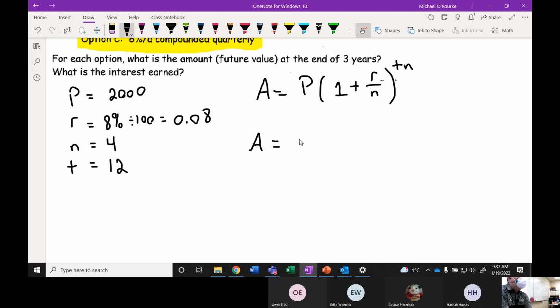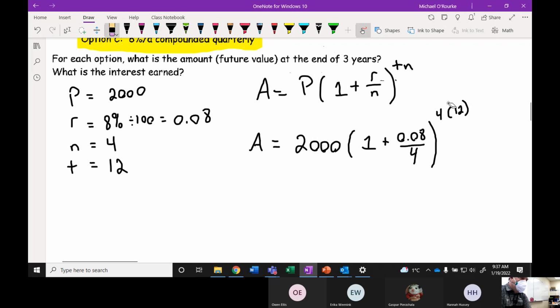So let's fill it in here. So I'm going to write 2,000 bracket 1 plus 0.08 divided by 4 to the power of 4 bracket 12. Either one. You want me to fix it so it's 12 bracket 4? Can they both be in brackets? Yeah, that's fine. Some people like the order, it matters. Some people enjoy the chaos.